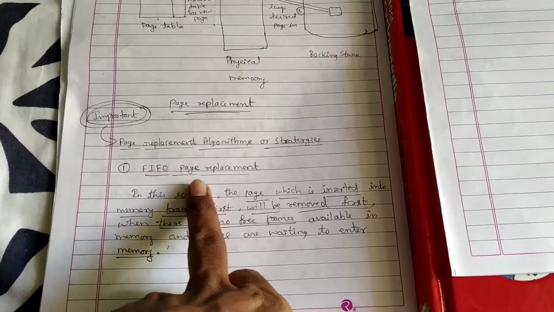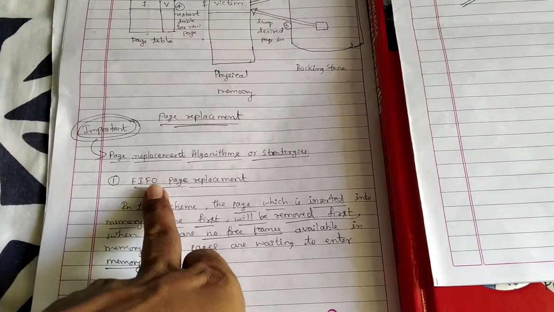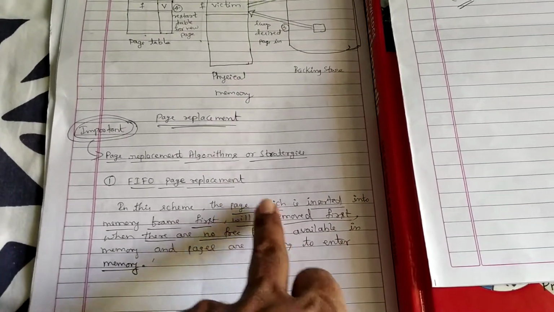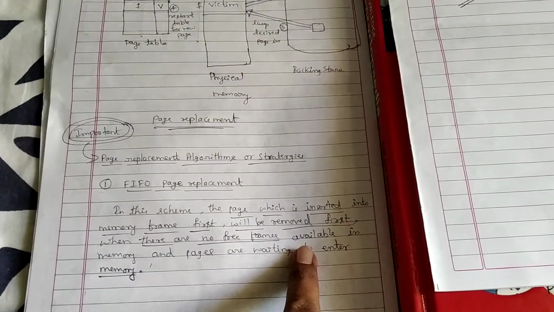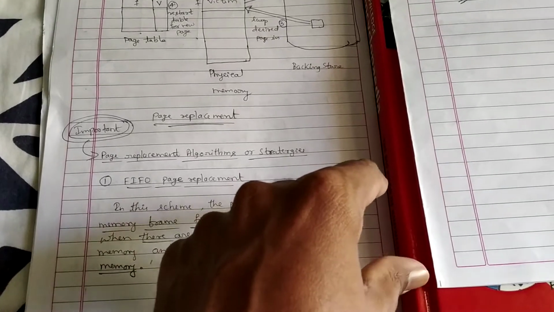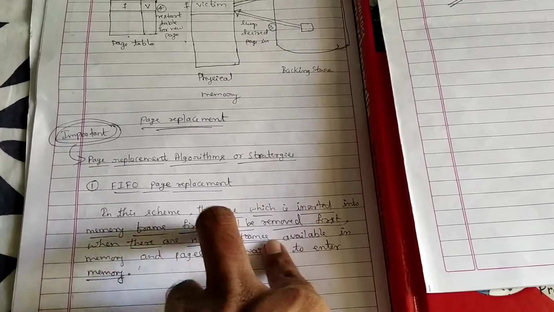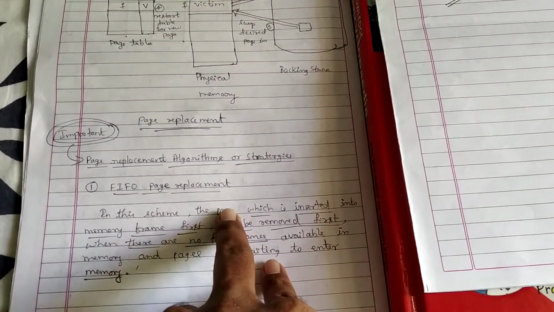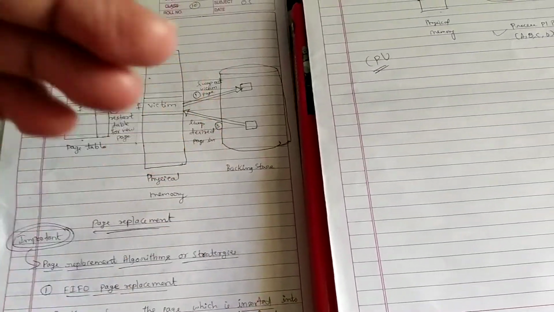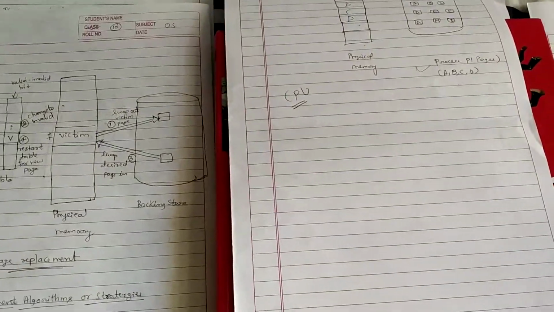So first in first out page replacement. Now, as the name itself indicates, the page which you have inserted into the memory frame will be removed first when the frames are full in your main memory, and when you want to add a new page into your memory. In such case, you have to consider the page which was inserted into the memory first. Okay, so with that small definition on FIFO page replacement, we will solve one small problem.